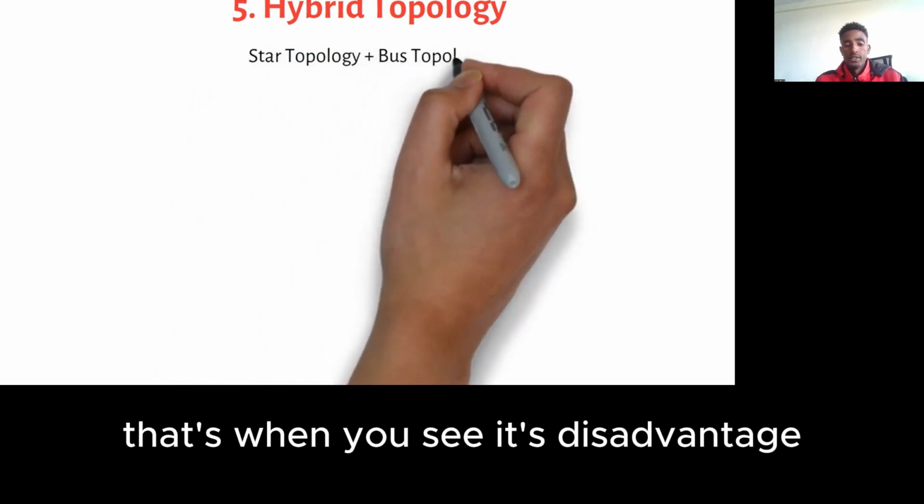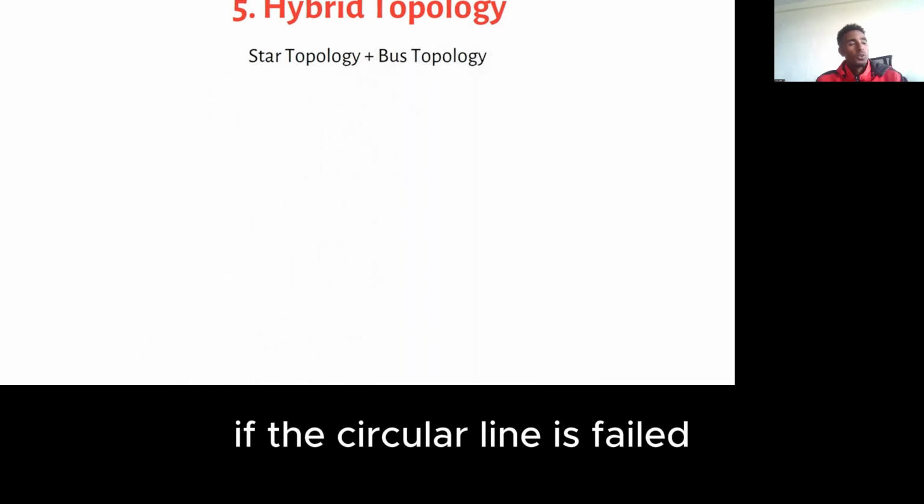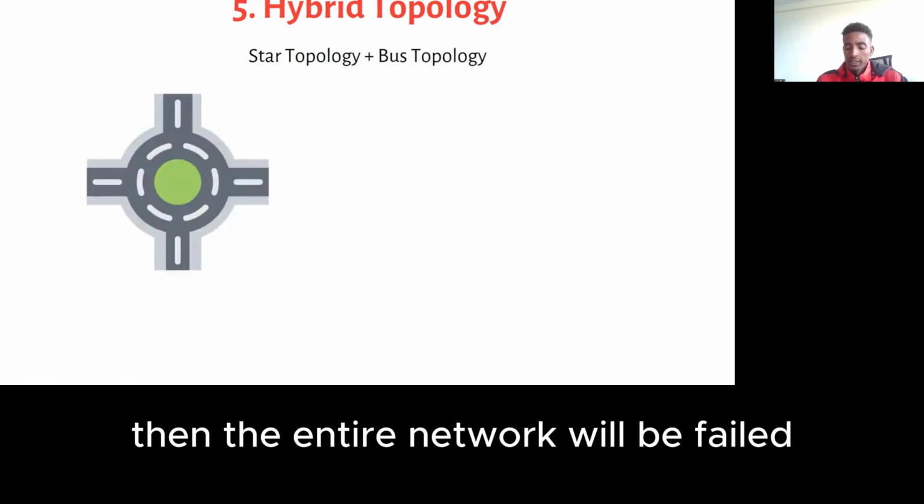Now let's see its disadvantage. If the circular line fails, then the entire network will fail.